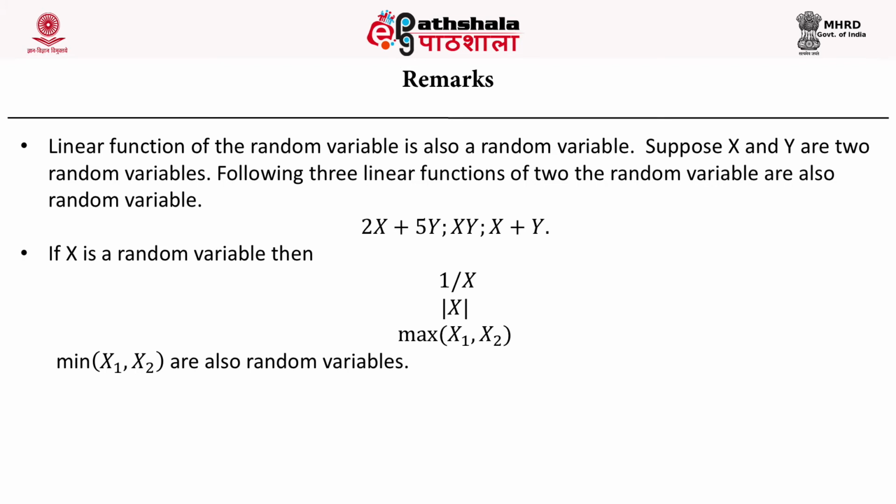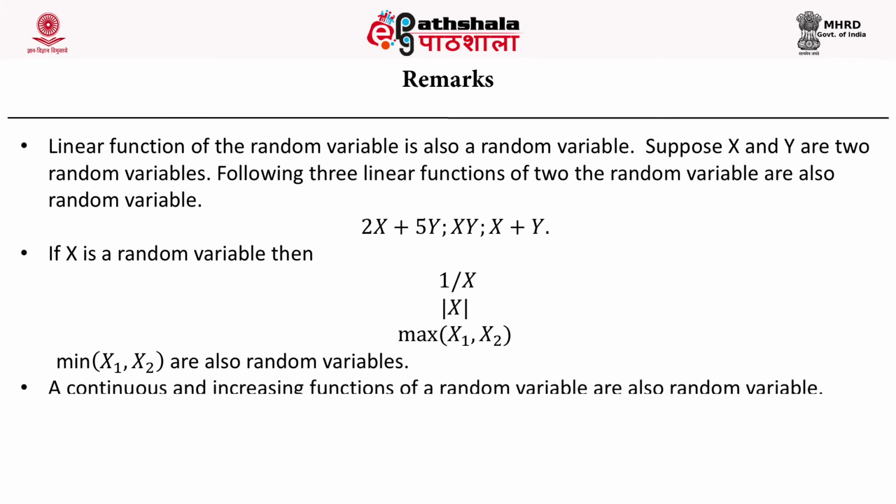If X is a random variable, then 1 upon X, mod of X, maximum of X1 and X2, and minimum of X1 and X2 are also random variables. So it means it preserves the properties of a random variable if you take the reciprocal, that is 1 upon X, the mod of X, and the maximum or minimum value. A continuous and increasing function of random variables is also a random variable.